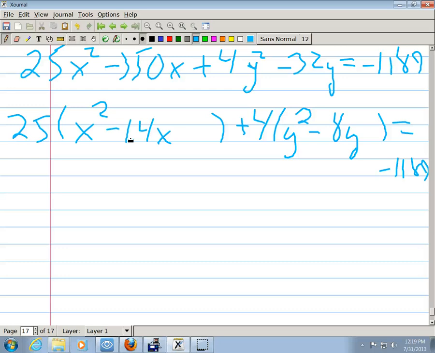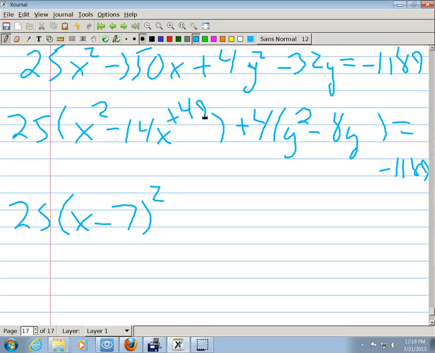So take the negative 14 and chop it in half. So you got 25 times x minus 7 squared. Now what do you do with the negative 7? Add it. So plus what though? Not 7. 49. Okay, so plus 49.